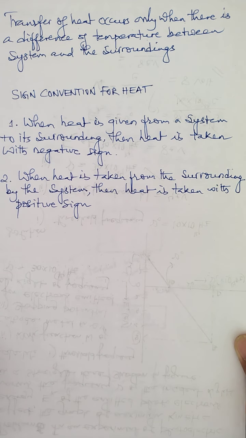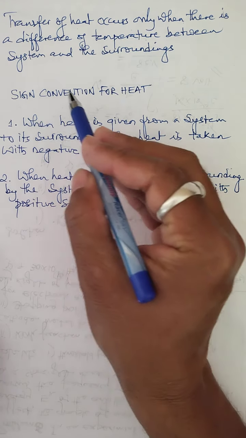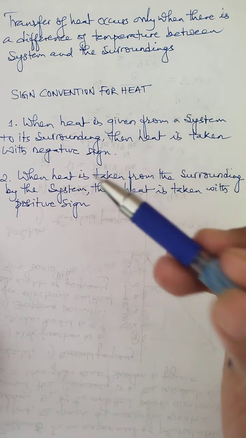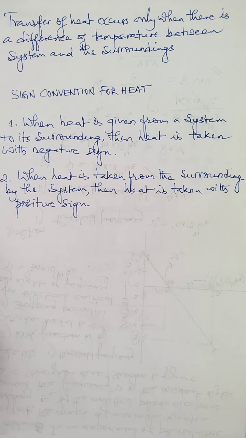Alright, now children, we move to the next topic, sign convention for heat, and along with this sign convention we even derive the expression of work done by the system. To understand this, as you know, heat can flow from a body at higher temperature to a body at low temperature. That means heat will transfer only when there is a difference in temperature.